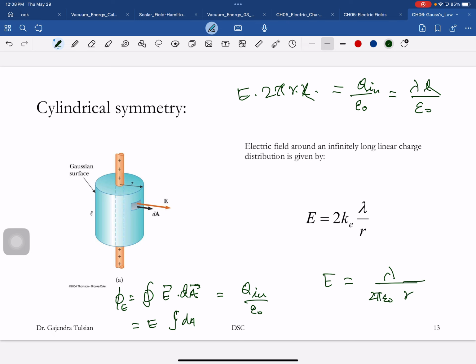Well, this 2 pi is messing things up, so let's fix that. We'll do 2 lambda times 1 over 4 pi epsilon naught, divided by r. This guy is k. So the electric field from an infinitely long charge, which is uniformly smeared with charges, points radially outwards, and its strength falls off as 1 over r.